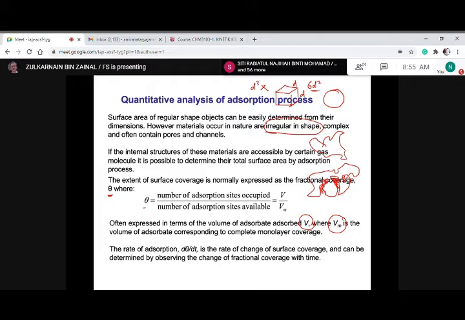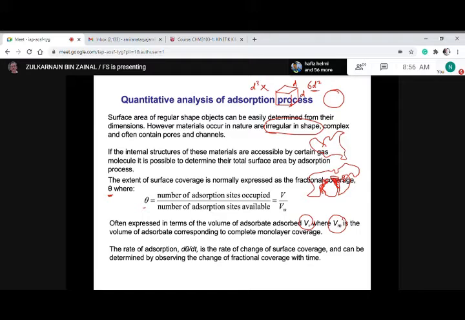It is easier. Just use PV equals nRT. P is 1 atm, for example. T is 25 or 0 or whatever temperature that you want to use, right? So you know the value of R and so on. Then you can calculate the volume of gas for 1 mole of the gas. So that is actually valid for all gases.